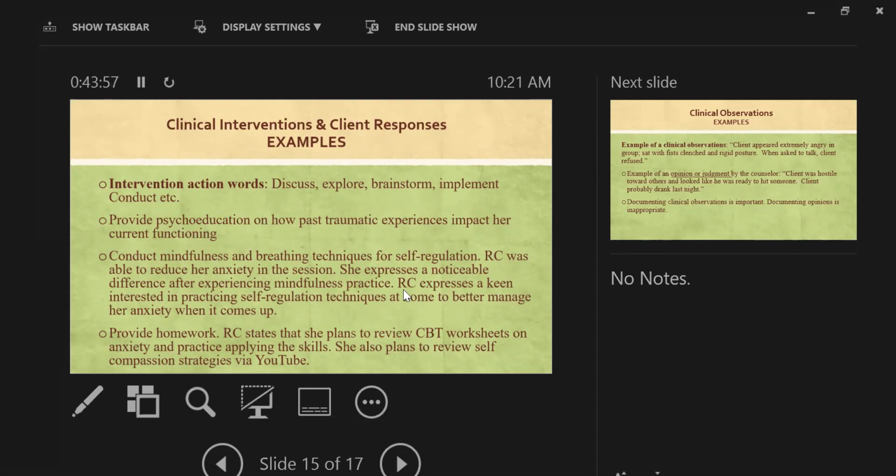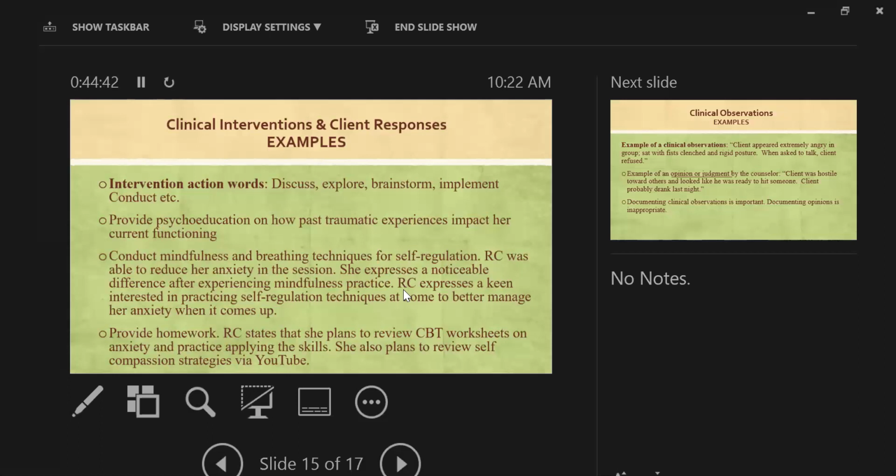So here's my example of a clinical intervention that I include in my notes. Provide psychoeducation on how past trauma experiences impact her current functioning. Conduct mindfulness and breathing techniques for self-regulation. RC was able to reduce her anxiety in the session. She expresses a noticeable difference after experiencing mindfulness practice. RC expresses a keen interest in practicing self-regulation techniques at home to better manage her anxiety when it comes up. Provides homework, okay, that's my intervention.